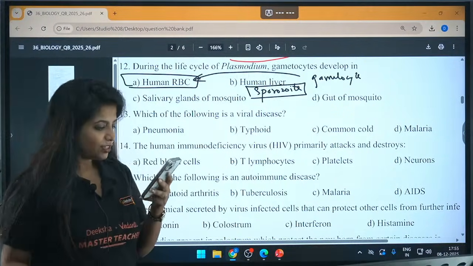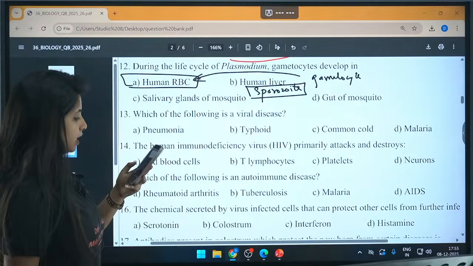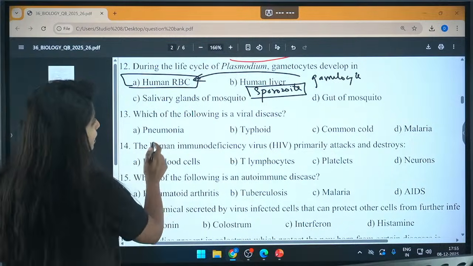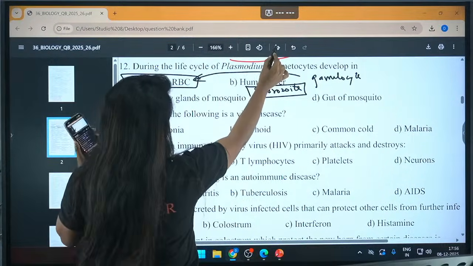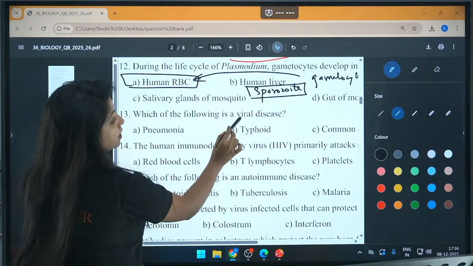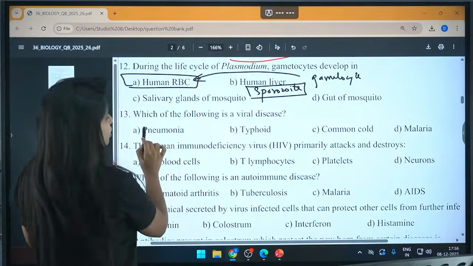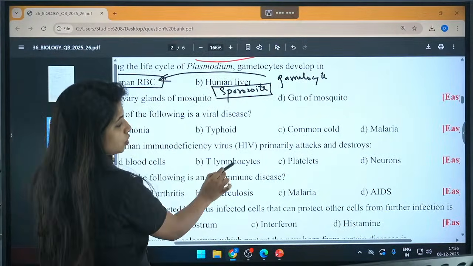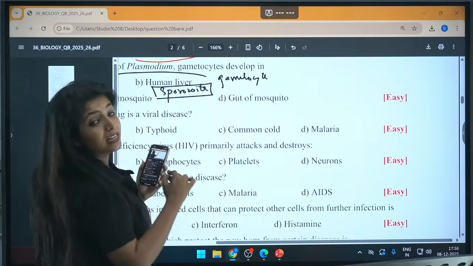So Rukmini, Putta, Vidya and Bhagu, all of you guys are correct. Your answer for this question would be C. Which of the following is a viral disease? Pneumonia is a bacterial disease. Typhoid is also a bacterial disease. Common cold is a viral disease.